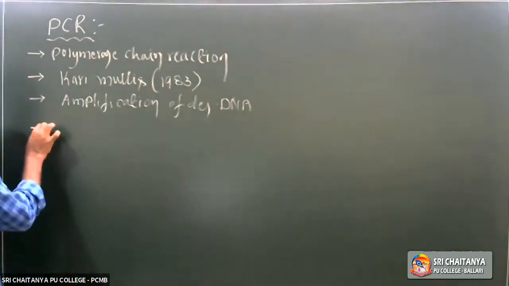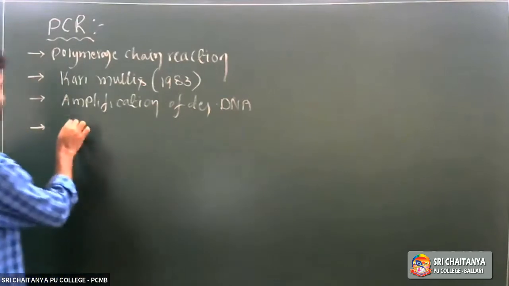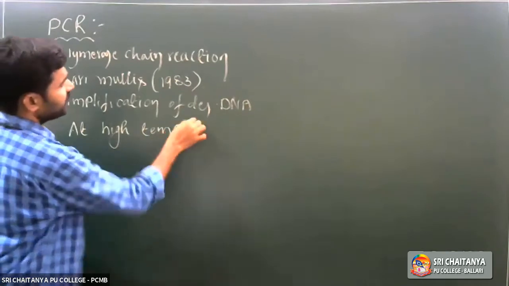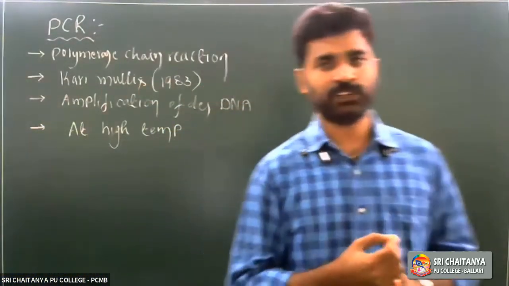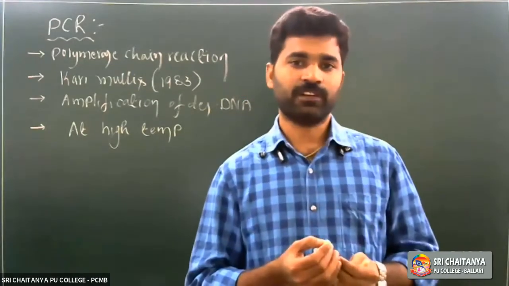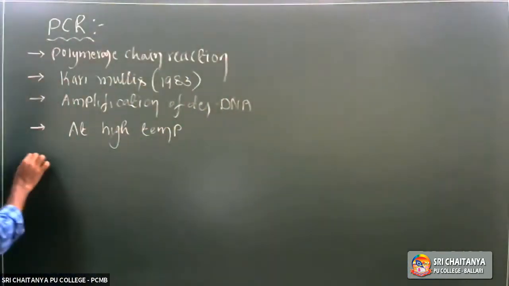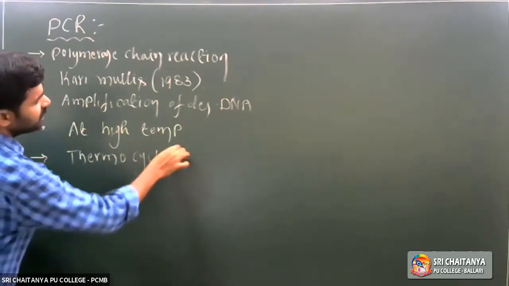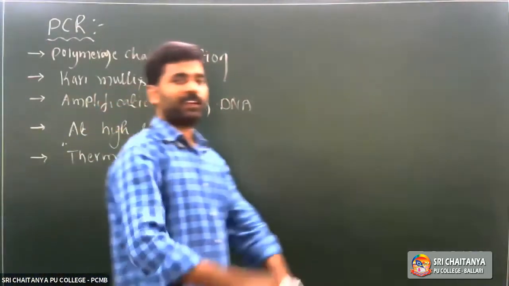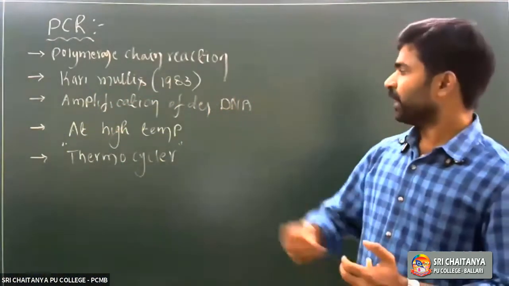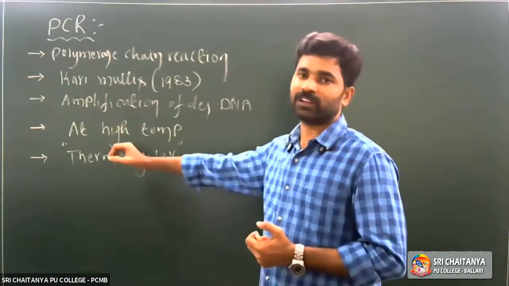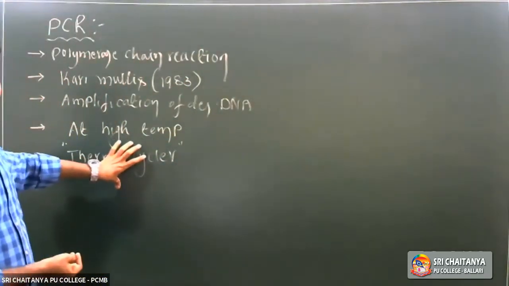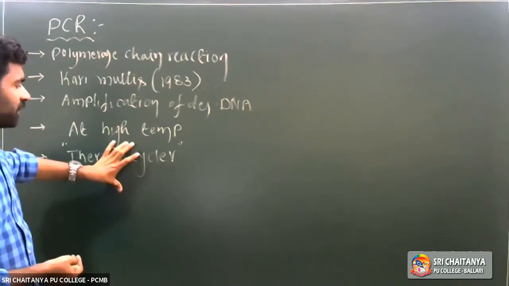Okay, right? This entire PCR technique is carried out at high temperature, in a computerized machine, that is the thermocycler. So the PCR technique is carried out at high temperature, and it is associated with the thermocycler instrument. So what is a thermocycler, sir? It is a computerized instrument actually, right? That PCR instrument is called a thermocycler.